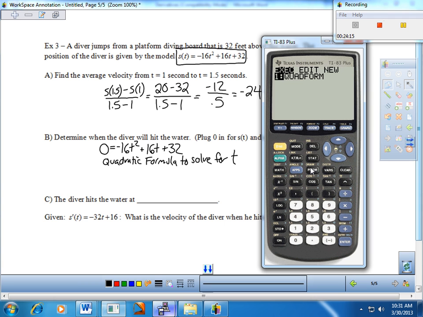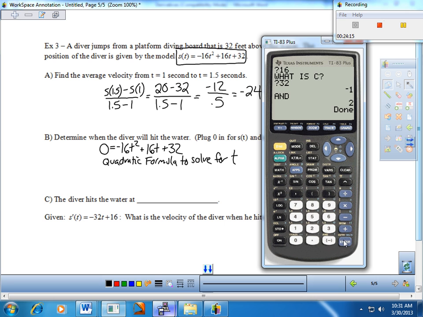I'm going to hit program, and I've got it right there. There's my quadratic formula program. So I'm going to hit enter one more time. And A is negative 16. B is going to be 16. And C is going to be 32.